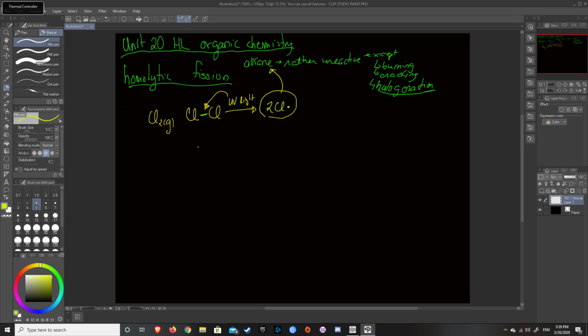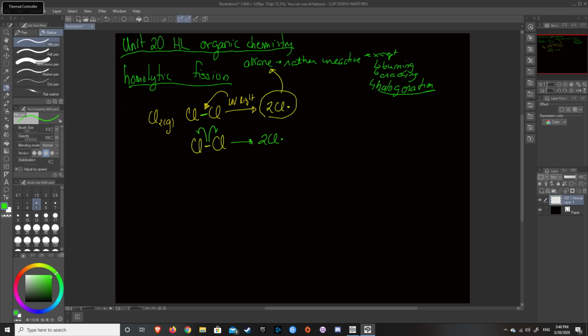To draw homolytic fission, you show the chlorine molecule, and the important thing to draw here is fishhook arrows. You show from the bond a fishhook, so it looks like a hook instead of a double-sided arrow. You draw a fishhook onto each atom, and then you form two chlorine free radicals.